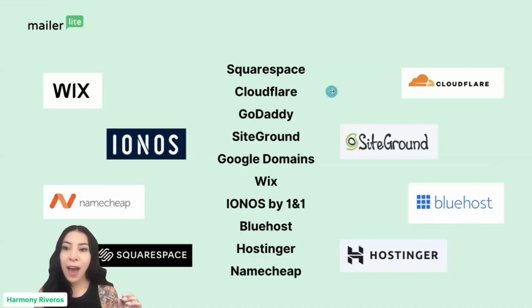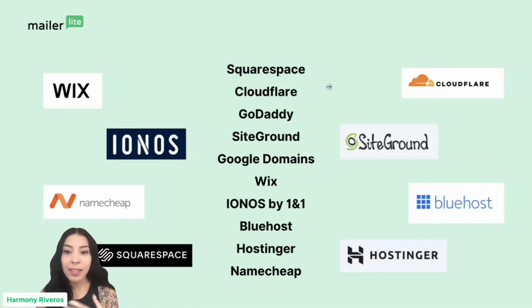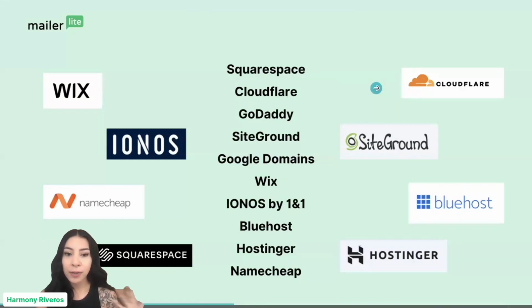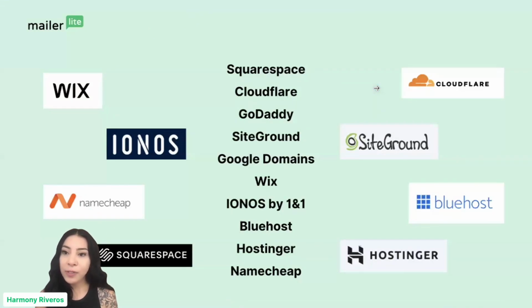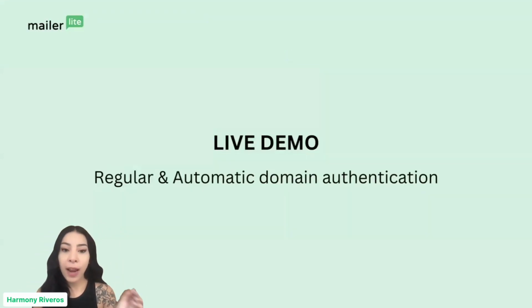As I mentioned, we do have automatic domain authentication for 3 providers, which is Cloudflare, GoDaddy, and IONOS. For those, I'll be showing what that means. And for the rest, it is a manual authentication. But these are all of the different hosting platforms that you can choose from that you might be using your domain with. Okay, so let's get into the demo where I go through regular and automatic domain authentication and what exactly that looks like. So I'm going to switch over to the MailerLite platform.